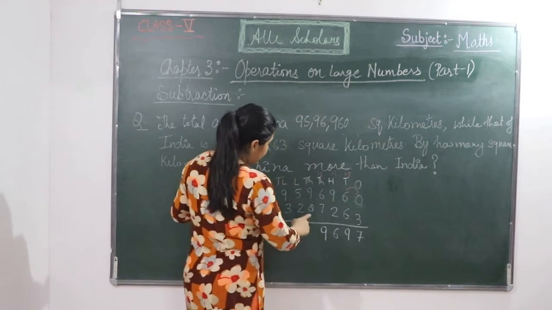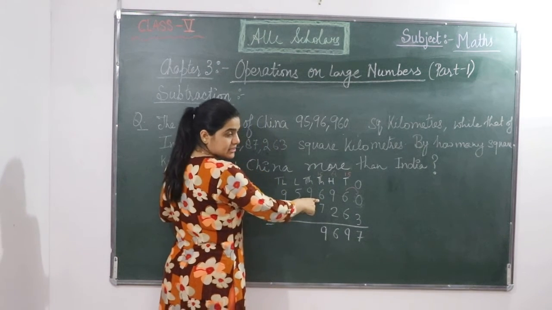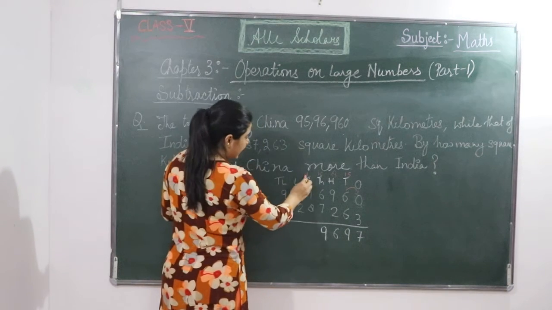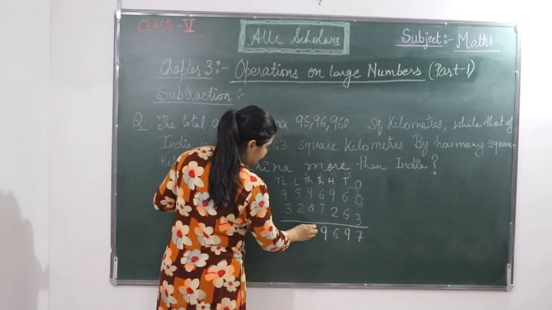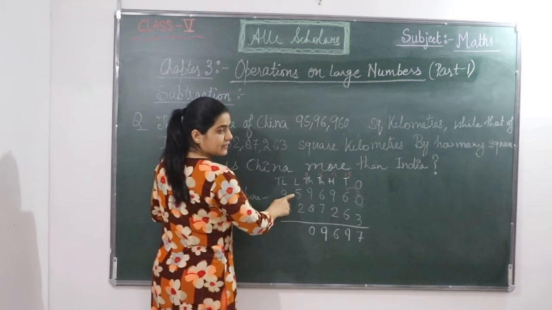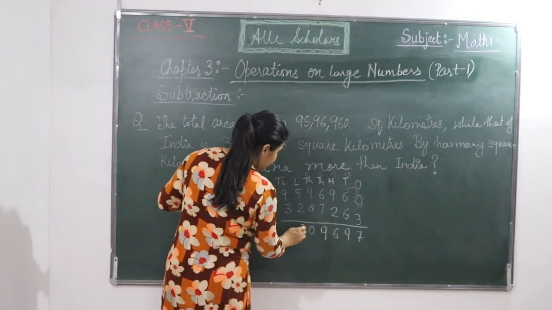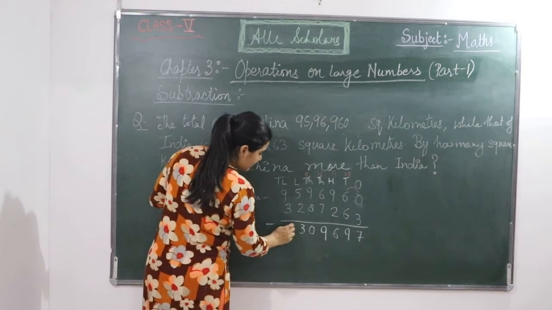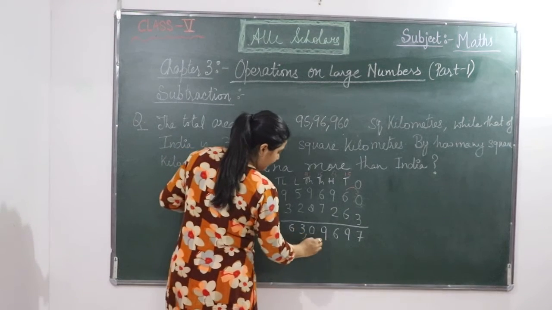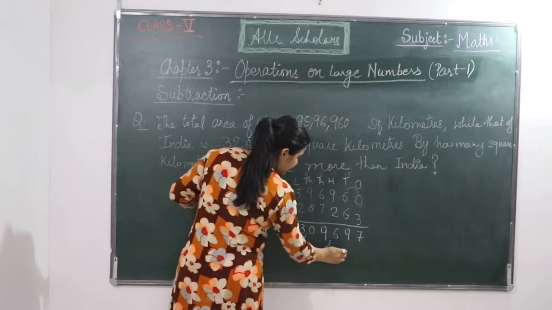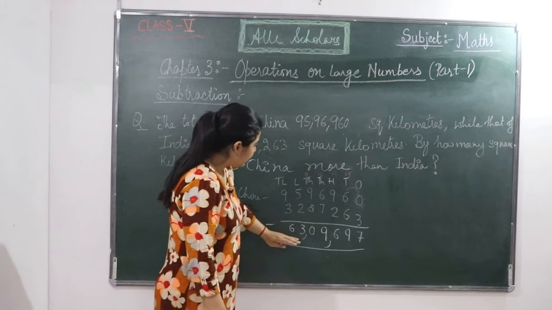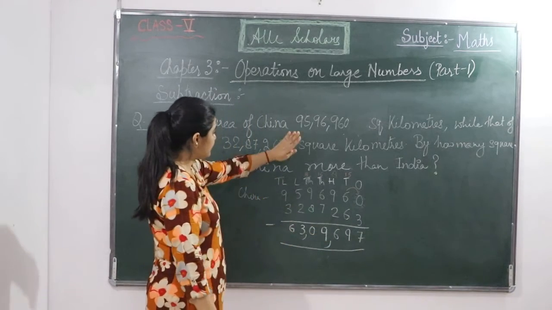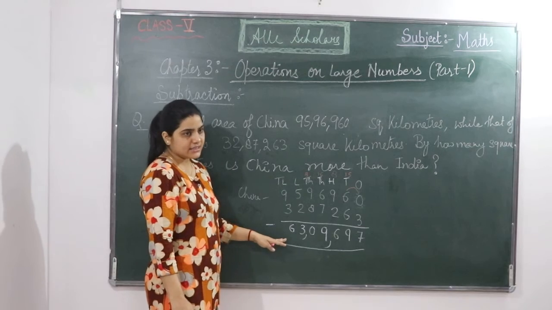Okay? Now here 9 has given 1 to 6. So here it will be only 8. 8 minus 8 gives you 0. Okay? Here is 5. 5 minus 2 gives you 3. Okay? And here again it is 9. 9 minus 3 gives you 6. Fine? So the answer is 63 lakh 9,697. The difference between the square kilometers of China and India is this.